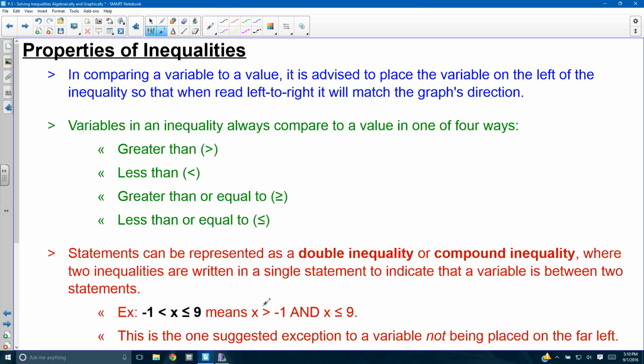Is 11 greater than negative 1? Yes. And is it less than or equal to 9? No. So it would not satisfy that. So anyway, this is the one exception that I would suggest to y'all to not have the variable placed on the far left. As you can see, the variable's in the middle. I guess you'll just have to say x is between negative 1 and 9 in this case. But you still have to think of x as being greater than negative 1, not less than it.